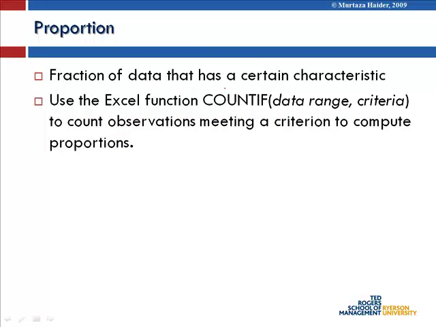Now, there's another way of looking at data, and it's called proportion. The proportion is basically the fraction of data that has a certain characteristic. If you have a data set with the number of students who obtain certain grades, and let's say the minimum grade to pass the exam is 70, then the number of students who obtain marks higher than 70, divided by the total number of students in the class, gives you the proportion data. And that proportion would be the proportion of students who actually pass the exam.